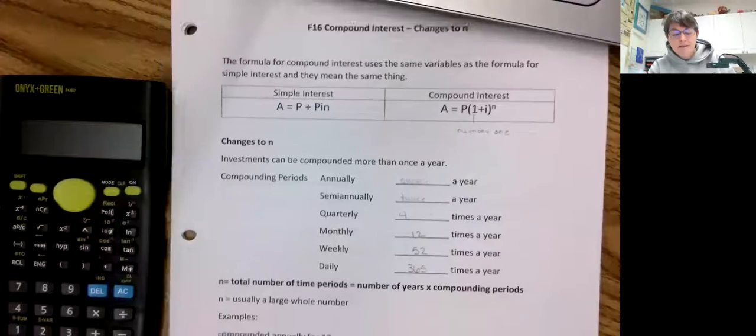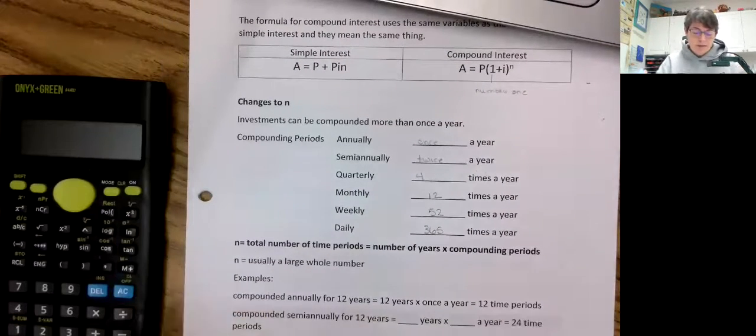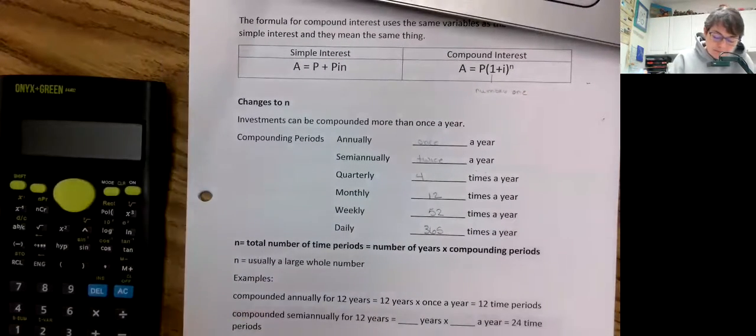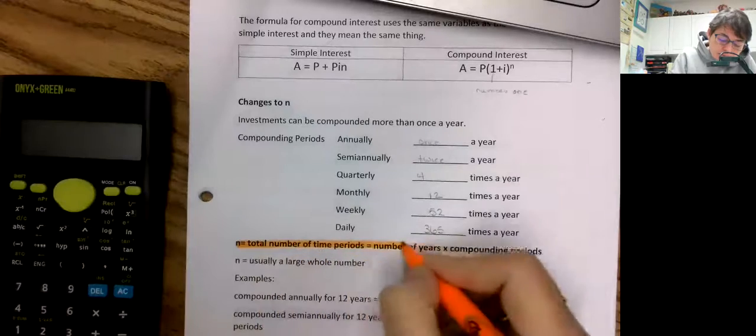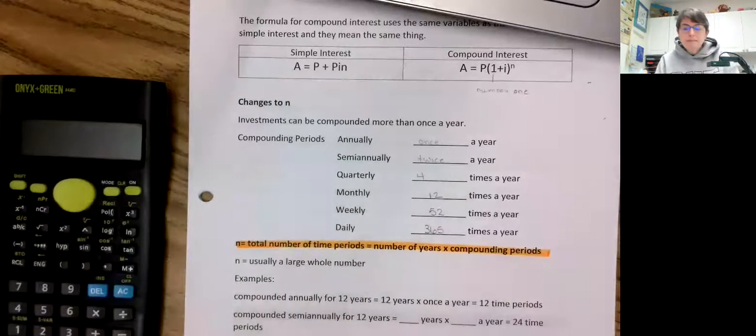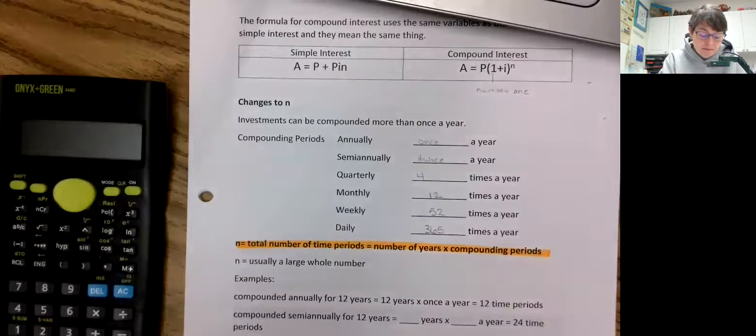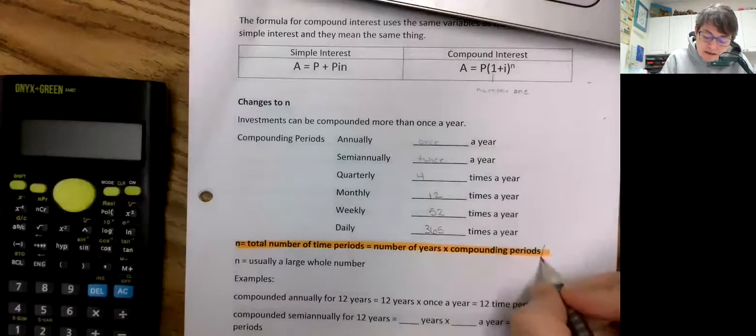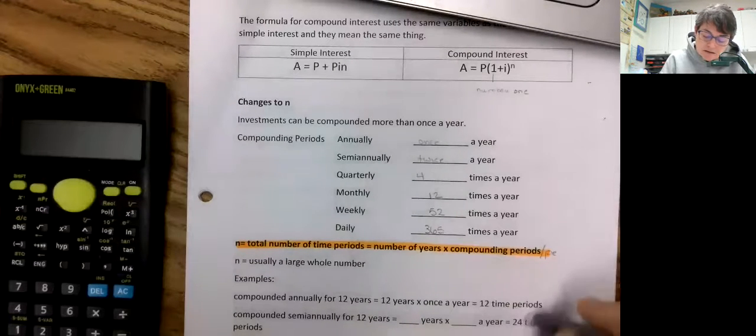So this is the formula you need to know. And I'll show you as we're doing these. There's a kind of very specific way I write them, and it helps you catch mistakes. Because I really hate making mistakes in front of people. All right, and so N is the total number of time periods, and it's the number of years times compounding periods per year.